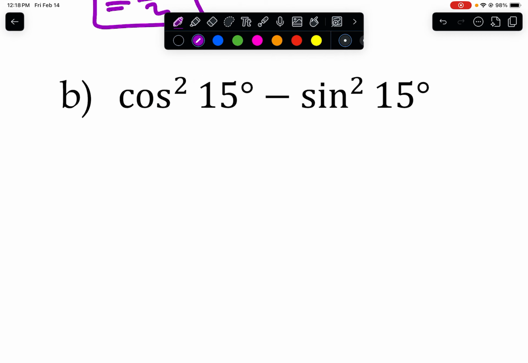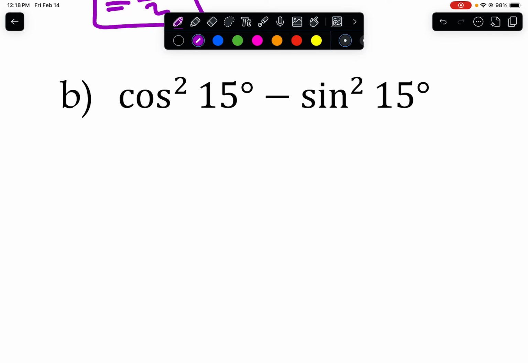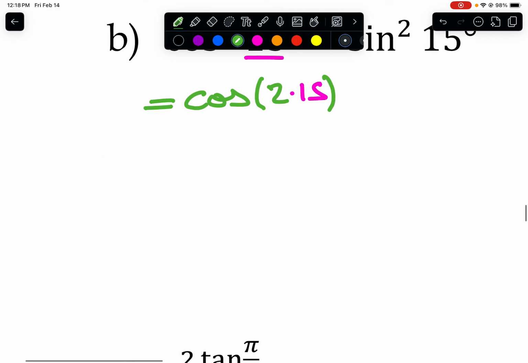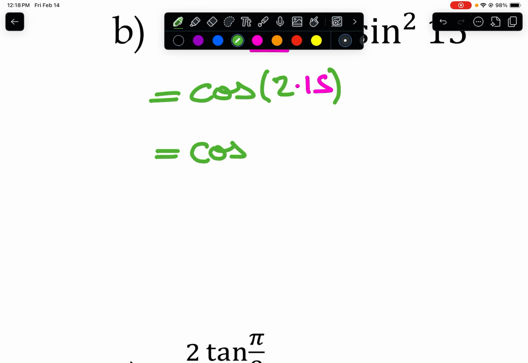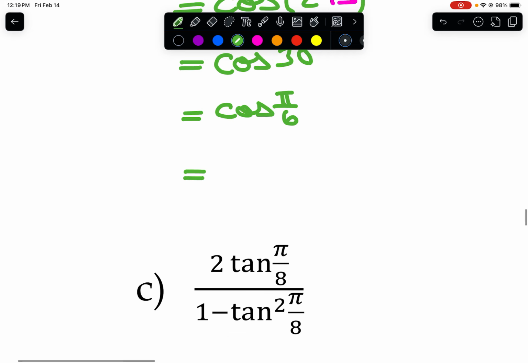Similarly over here with cosine, we have cosine squared 15 minus sine squared 15. I can recognize this one: it's cosine squared minus sine squared. That's a double angle for cosine. So with this one, I'm going to be doing cosine of 2 times the angle in question, which is 15, which means I'm doing cosine of 30 degrees, which is the same as cosine of pi over 6, which is root 3 over 2.